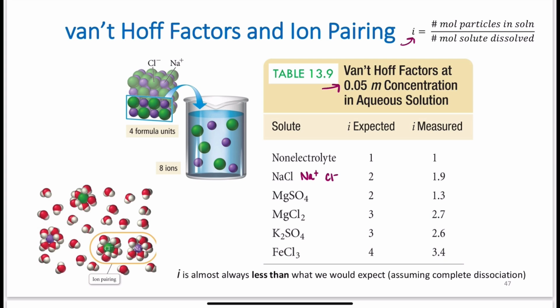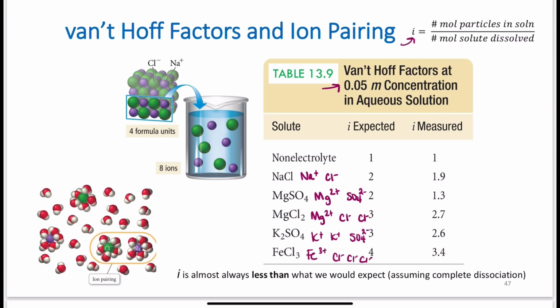Magnesium sulfate, again, splits into 2 things. Magnesium ions and sulfate ions. Magnesium chloride splits into 3 things. A magnesium ion and 2 separate chloride ions. Potassium sulfate splits into 2 separate potassium ions and 1 sulfate ion. And iron 3 chloride splits into an iron 3 plus and then 3 chloride ions. So hence the value of 4.